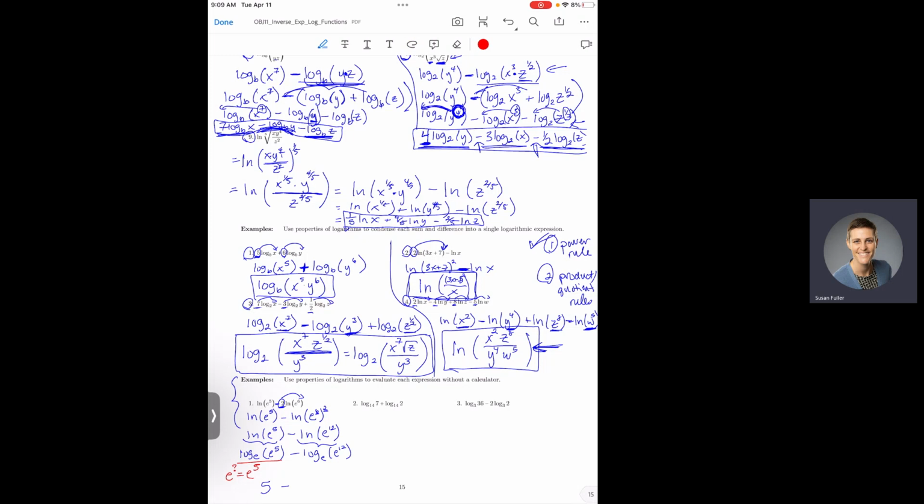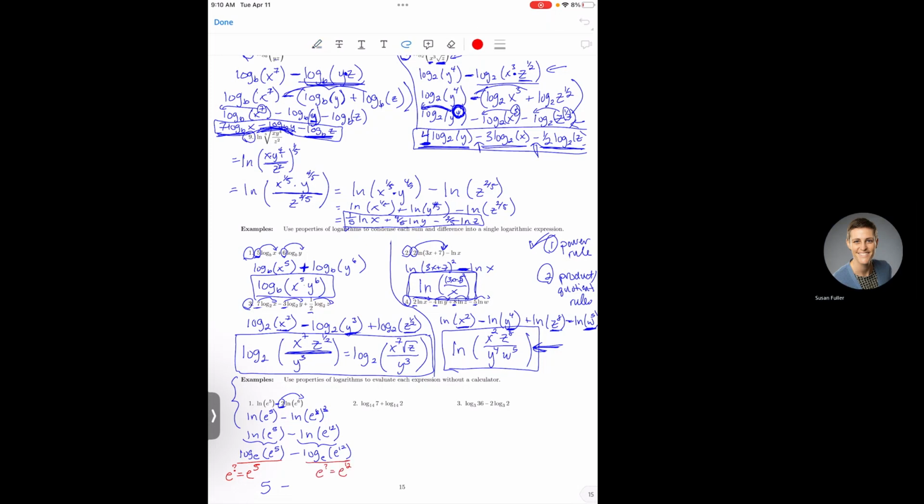And we can do the same thing over here. This one means e to what power gives me e to the 12th power? And the answer there is 12, right? E to the 12th power equals e to the 12th power. So this is just 12. So this simplifies to 5 minus 12, and 5 minus 12 is negative 7. You can absolutely do that whole thing without a calculator.